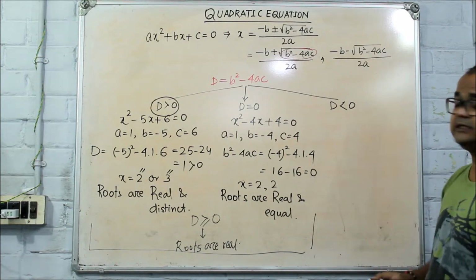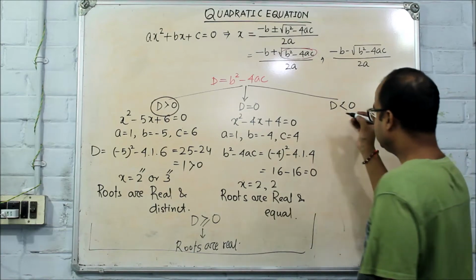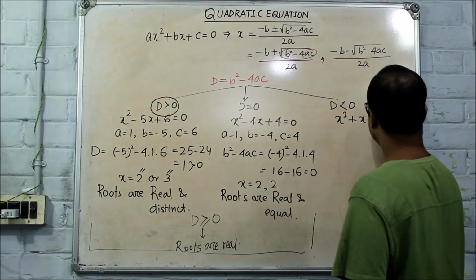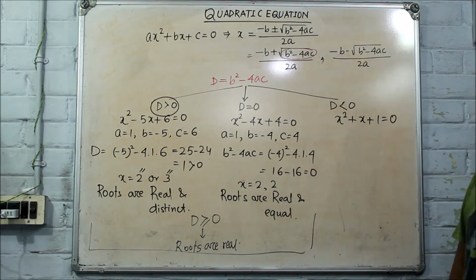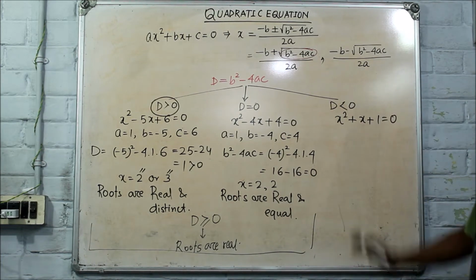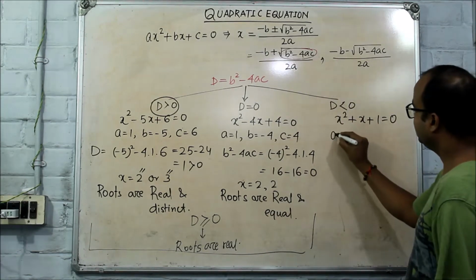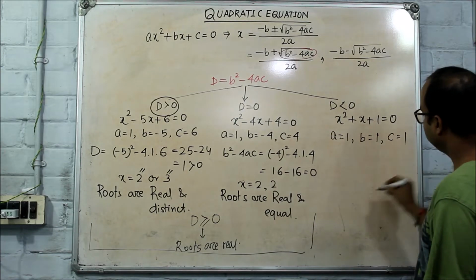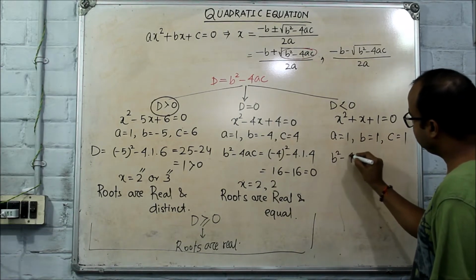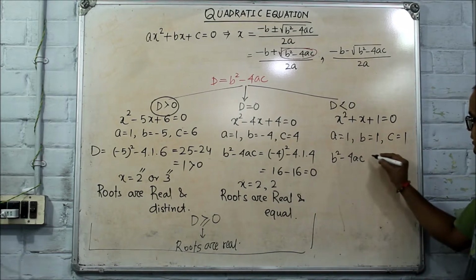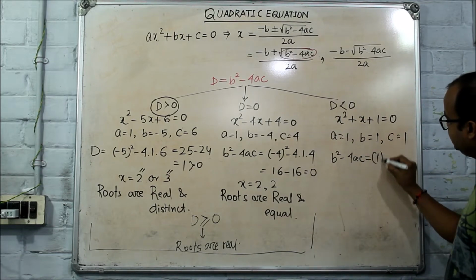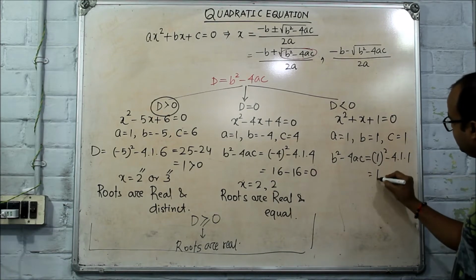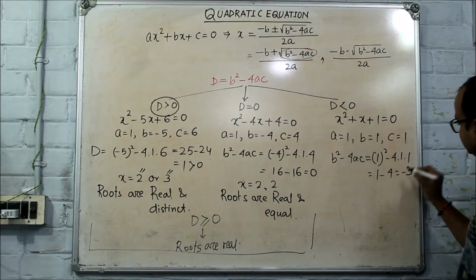Now when d is less than 0, let's take one example, x square plus x plus 1 is equal to 0. Now compare this with this equation. So you get a is equal to 1, b is equal to 1, c is equal to 1. Therefore b square minus 4ac is equal to 1 square minus 4 into 1 into 1. That is 1 minus 4, it is equal to minus 3.